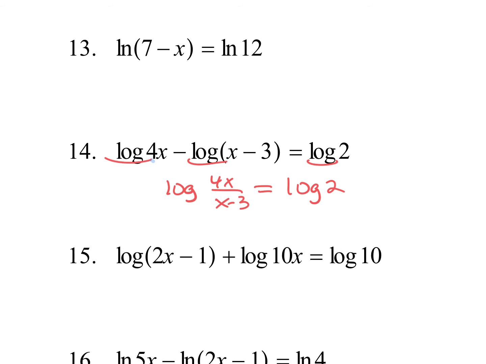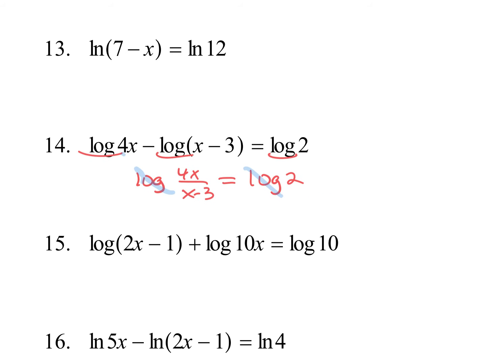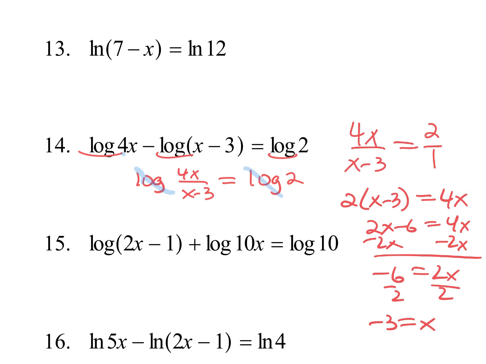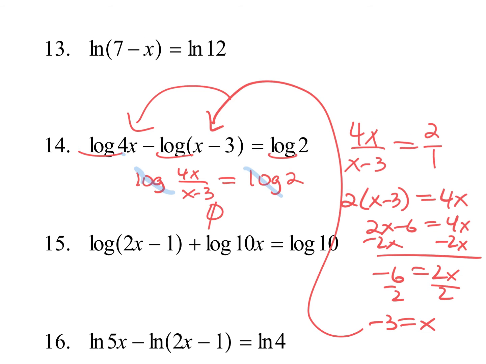So then now I can get rid of the word log because I only have one on the left and one on the right. So then you would cancel now the log, and now I'm going to solve this as a proportion. 4x over x minus 3, 2 over 1. And then I'm going to cross multiply. 2 times x minus 3 equals 4x. Distribute. Get your x's together. Negative 6 equals 2x. Divide by 2. Negative 3 equals x. Now remember, you need to plug this in. Notice it makes both of these negative. So this answer would be no solution.